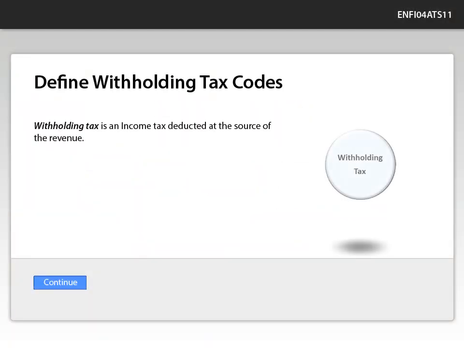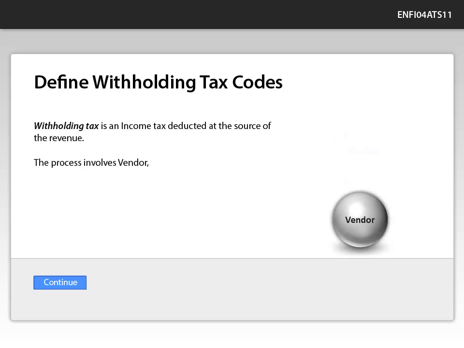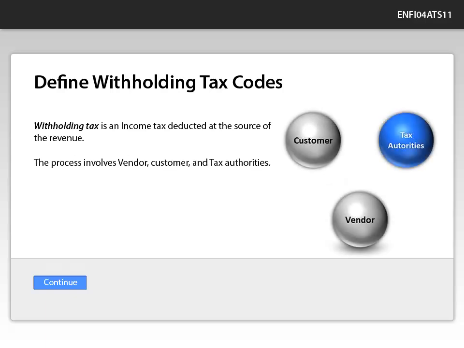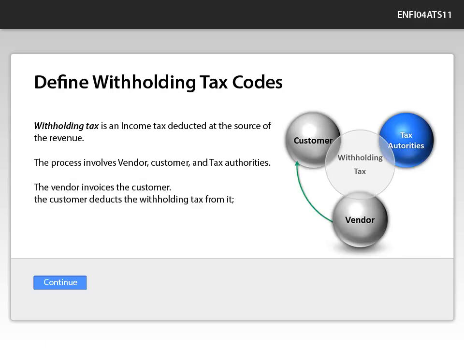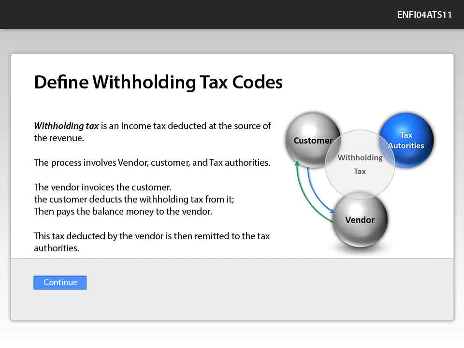Withholding tax is an income tax deducted at the source of the revenue. The process involves vendor, customer, and tax authorities. The vendor invoices the customer. The customer deducts the withholding tax from it, then pays the balance to the vendor. This tax deducted is then remitted to the tax authorities.